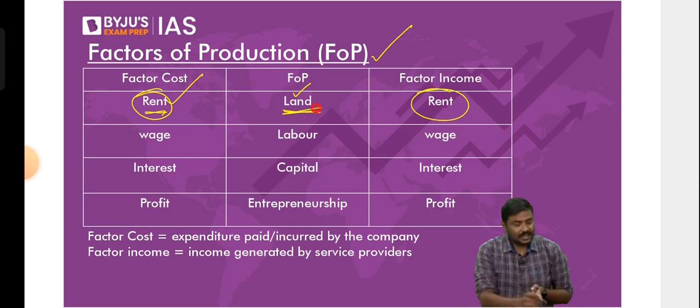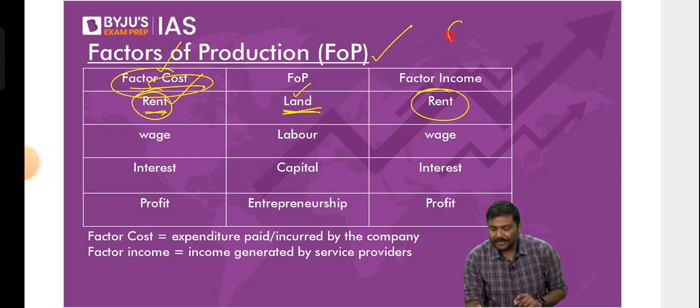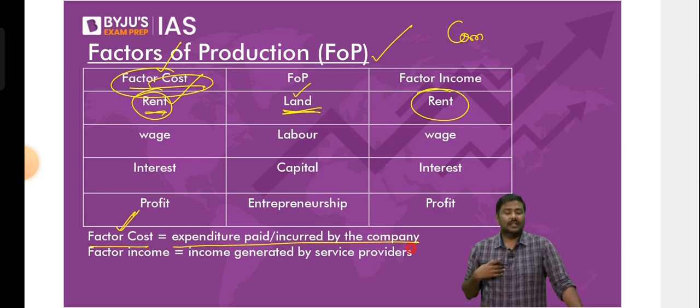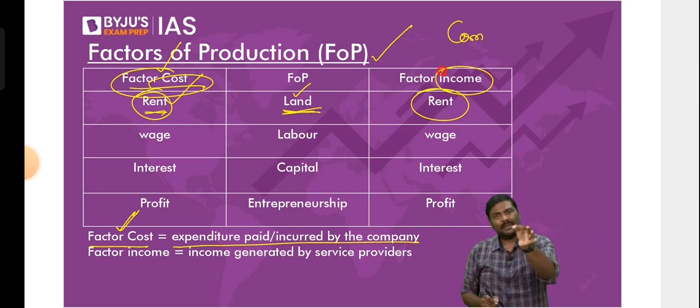So the first factor of production, company will use this and pay for this. Pay means factor cost, right? I understand this. Company pays, I think I've written it here. Have a look at this. Company pays, it is cost or the expenditure incurred by the company, right? And when the other person who has supplied this receives the amount, that is called factor income. I'll give an example so that you understand this.